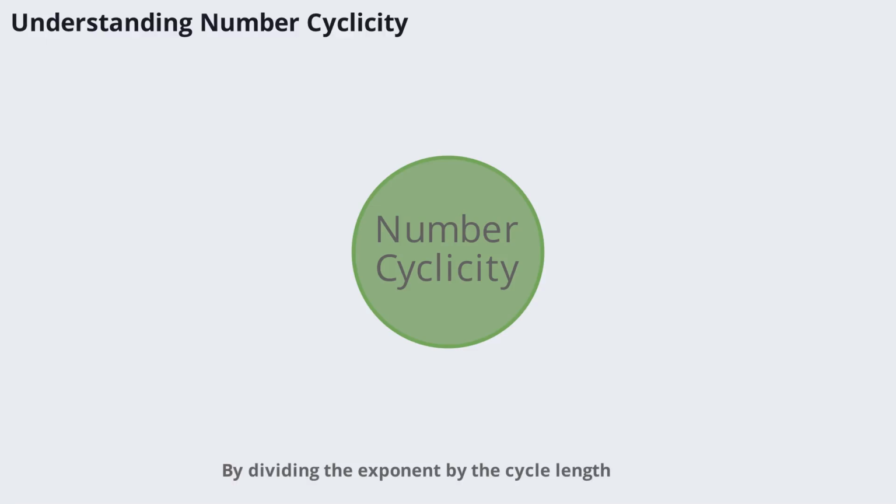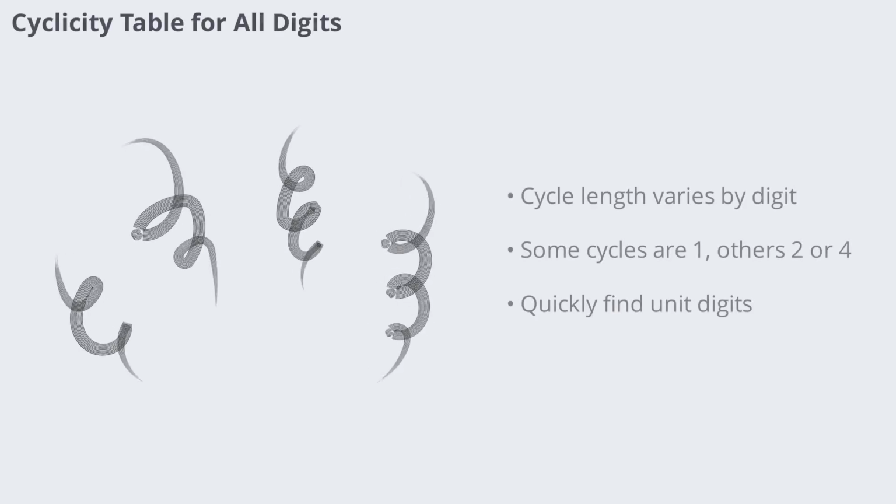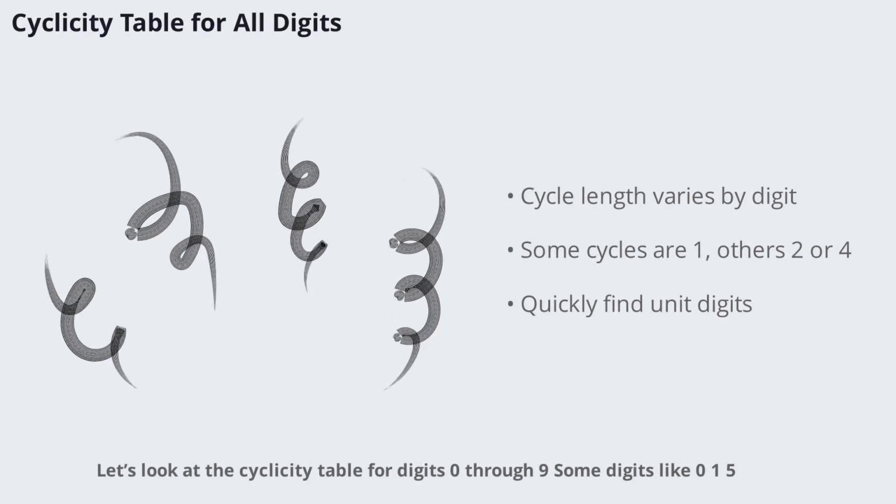By dividing the exponent by the cycle length, you can instantly find the unit digit. This trick is a game changer for power-based questions. Let's look at the cyclicity table for digits 0 through 9. Some digits like 0, 1, 5, and 6 always end with the same unit digit, so their cycle length is 1. Others like 2, 3, 7, and 8 have a cycle length of 4. Understanding these cycles allows you to quickly determine the unit digit of any power, making calculations much faster and more reliable.